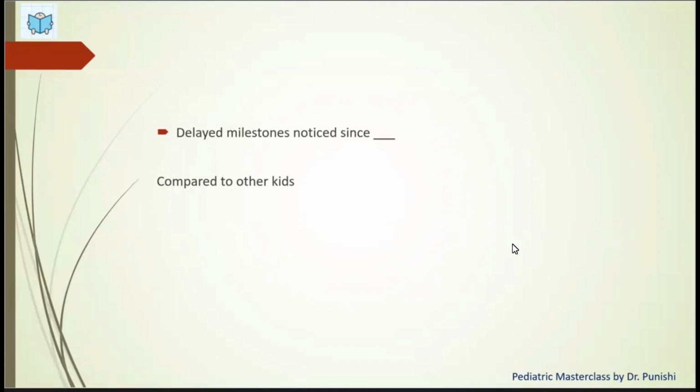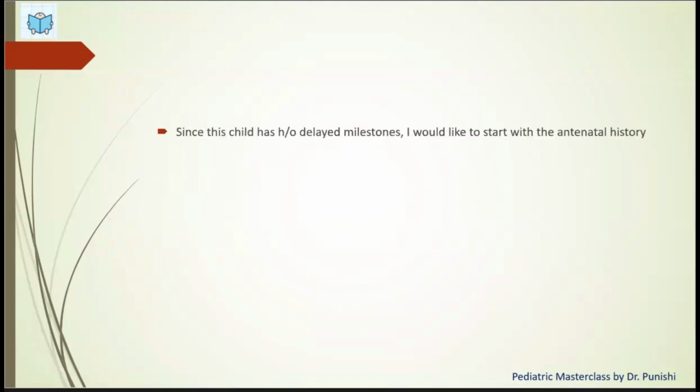Or if the child is first by birth order, then the other kids in the family or in the neighborhood, the parents realize that that kid is able to do this, but my child is delayed. So how did the parents first realize that the child is delayed, and at what age did they first notice? That is what you need to mention in your chief complaint. Having said that, since the child has a history of delayed development or delayed milestones, I'd like to start with the antenatal history.